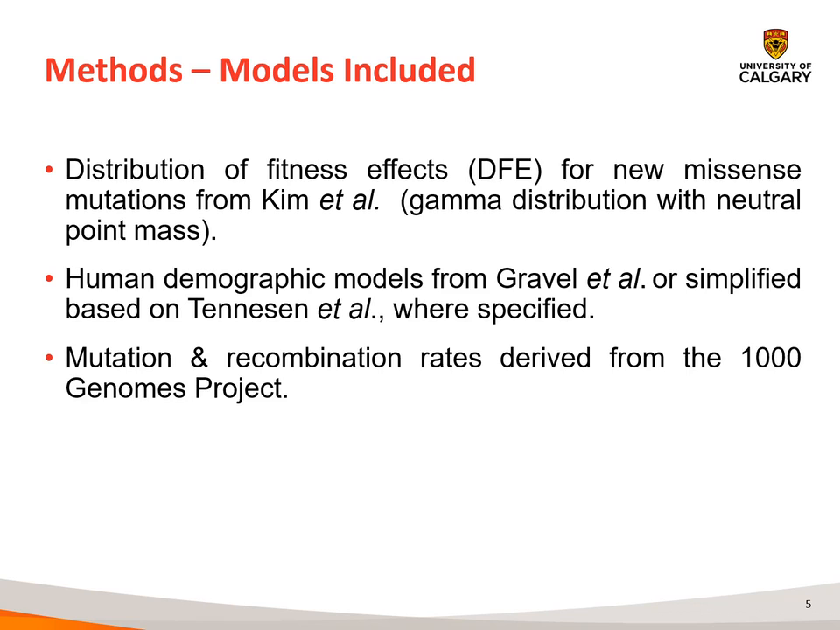Moving into our methods, I will first address several of the models we use in our simulations. Firstly, we adapted the distribution of fitness effects derived from ESP by Kim et al. For simulating human demography, we adapted two similar models. Firstly, the Gravel et al. model derived from the 1000 Genomes Project, and the Tennessen et al. model inferred from ESP. Lastly, we derived our evolutionary parameters from the 1000 Genomes Project.